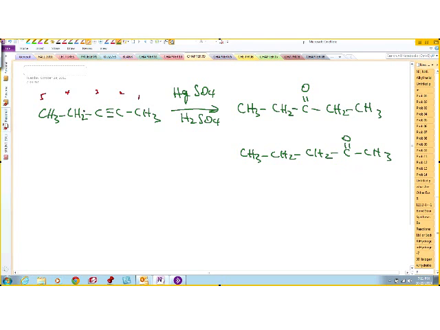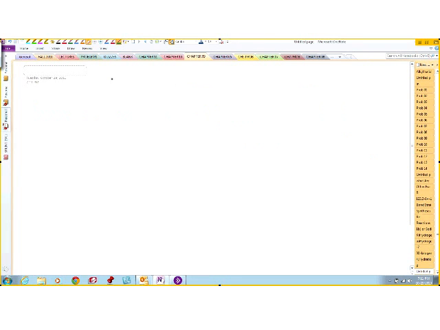In this case, you get a mixture of products because you are starting with a non-symmetrical alkyne. Now, okay, that was hydration. I said there are 2 hydration. That was 1A. 1B, still under hydration.